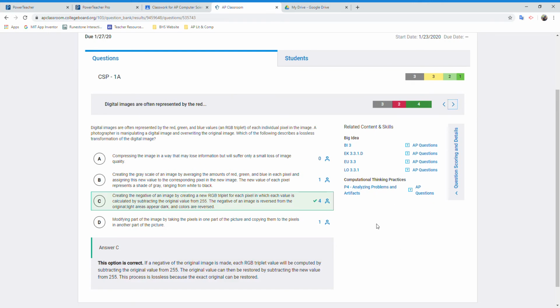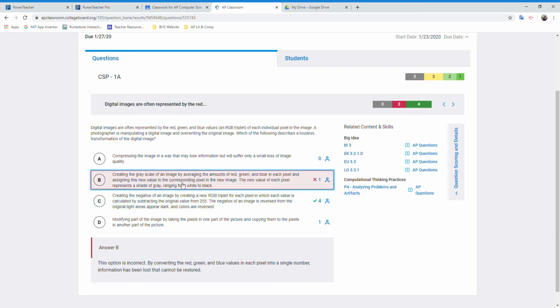Now, over here, this one got a little tricky because we forgot about the meaning of lossless. Four of us kind of got it, two of us didn't. So let's take a look at that. What happens over here, if you look at the grayscale, and we're talking about changing this particular answer, well, let's look at the question. Which of the following describes a lossless transformation? Remember, lossless means it is exactly the same in both locations.